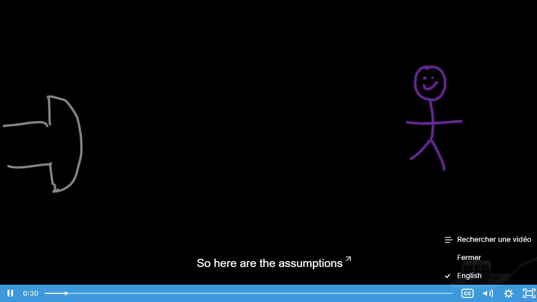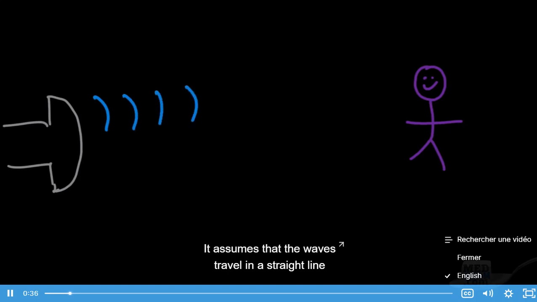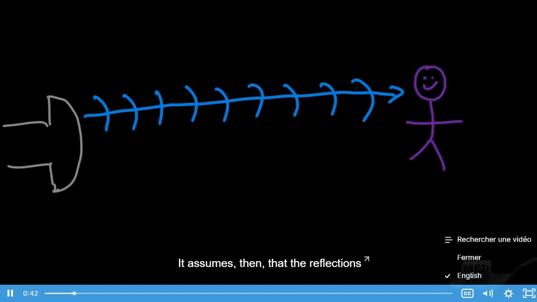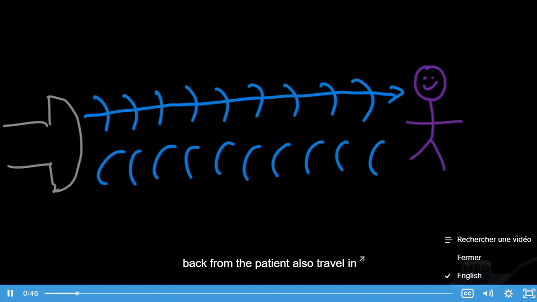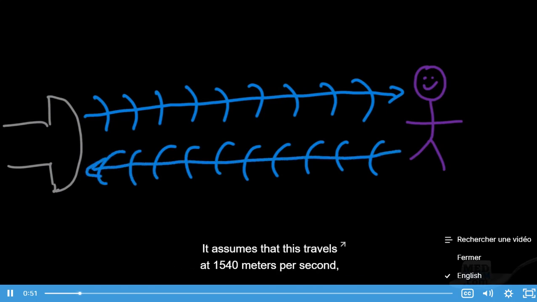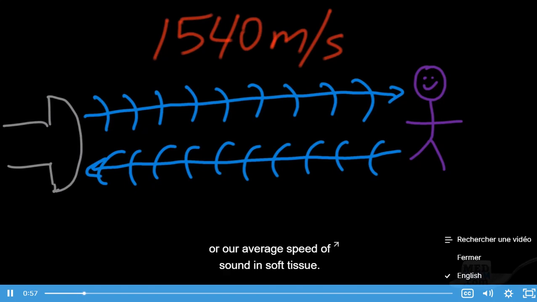So here are the assumptions that the ultrasound machine makes. It assumes that the waves travel in a straight line from the transducer to the patient. It assumes then that the reflections back from the patient also travel in a straight line back to the transducer. It assumes that this travels at 1540 meters per second, or average speed of sound in soft tissue.